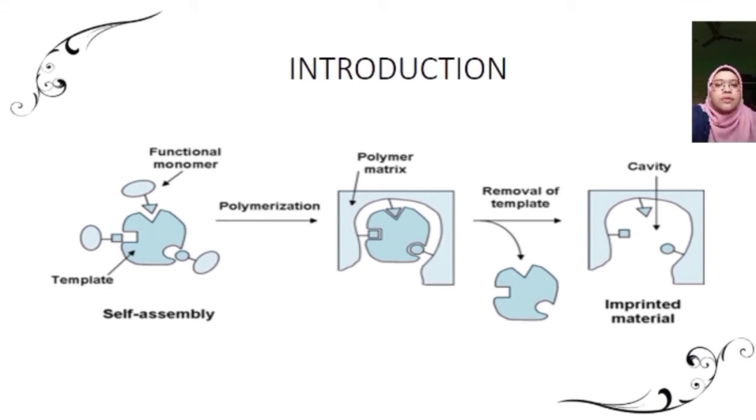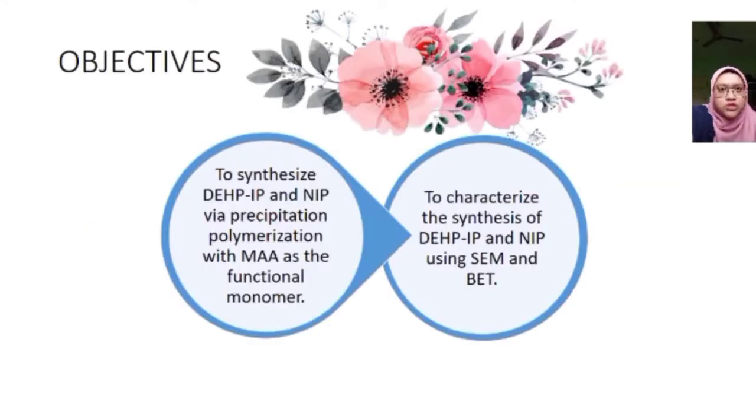In this study, bis-2-ethylhexyl phthalate was used as a template, methacrylic acid, MAA, as the functional monomer, DVB80 or divinylbenzene 80% as a cross-linker, and azobisisobutyronitrile as an initiator. So, the objectives of the study are first to synthesize the DEHP-IP and NIP via precipitation polymerization with MAA as the functional monomer, and second to characterize the synthesized DEHP-IP and NIP using SEM and BET.